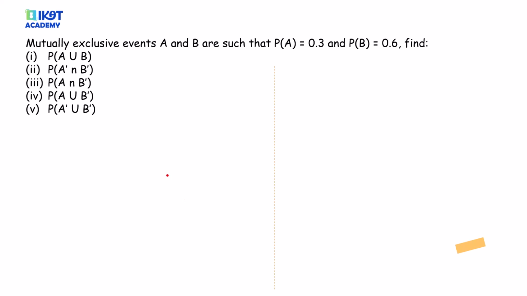Now here we have a question saying mutually exclusive events A and B are such that the probability of A is that, the probability of B is that, find A union B. Now A union B, I think now this should be obvious. A union B is going to be equal to the probability of A plus the probability of B. So this is going to be 0.3 plus 0.6.